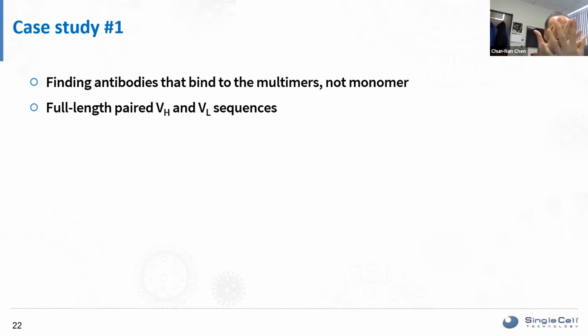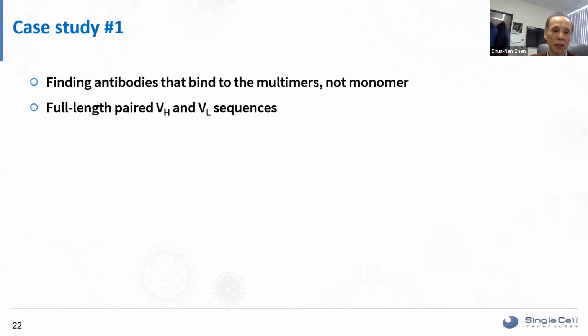Then you can actually match them together and find which one of the slides has the multimer that is specific to a spot that is specific to the multimer, not the monomer. So that's one way to find multimer specific antibodies. And obviously you want to have the full length paired heavy chain light chain sequences to that.